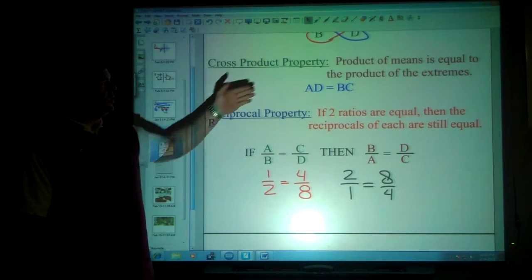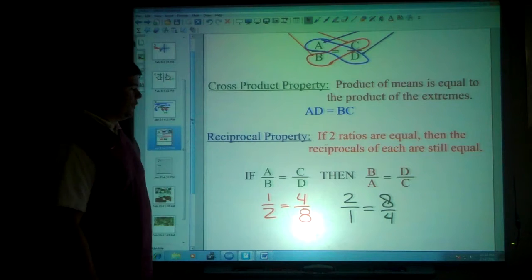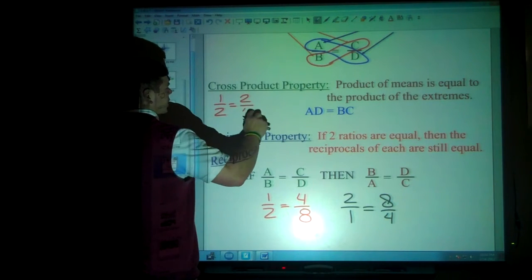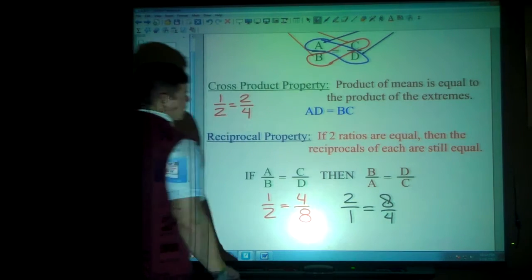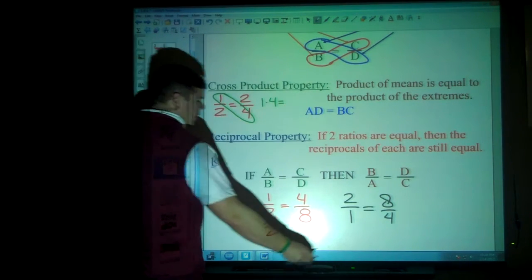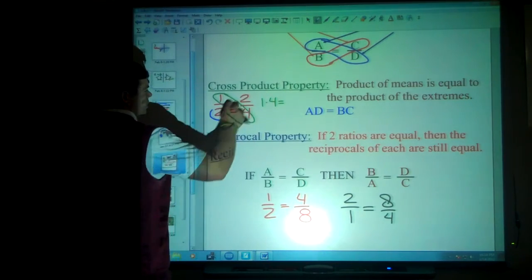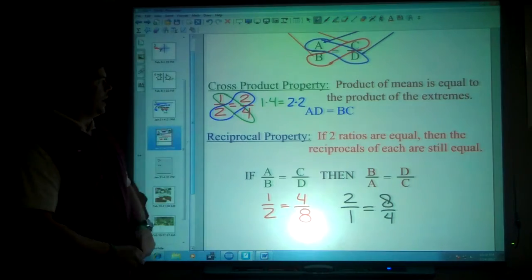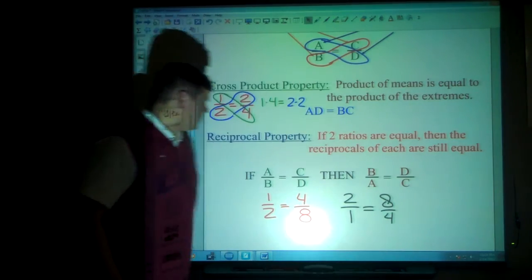If you need some proof on this one, if you were looking at the 2 fractions that were equal, 1/2 is equal to 2/4. It means 1 times 4 is definitely going to equal 2 times 2. Both of them are equal to 4. So that works on the cross product property.